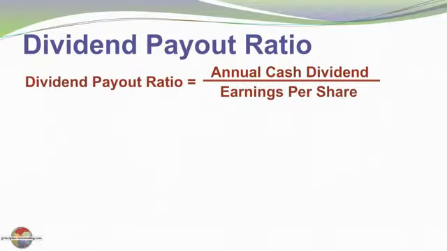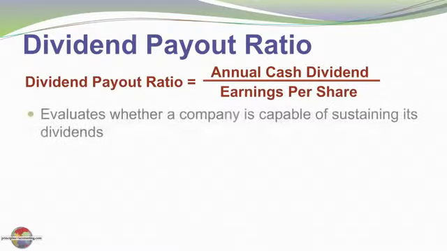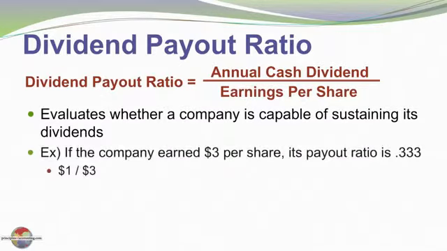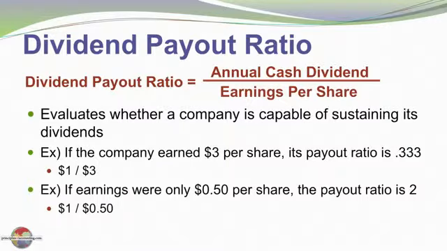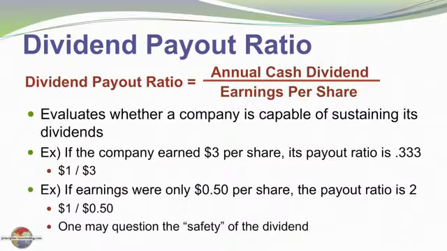The dividend payout rate compares the annual cash dividends to the earnings per share. It evaluates whether a company is capable of sustaining its dividend rate. For example, if a company earned $3 per share and paid out $1 in dividends on $3 in earnings, its payout rate would be 0.333. On the other hand, if earnings were only 50 cents per share, but the company continued to pay out its dollar, its payout rate would be 2. So when you see that particular company, you'd say, well, there's some issue with the ability of the company to continue to pay that dividend. The dividend safety is in question. If the payout ratio is 2, you're paying out twice as much as you're earning. That's unsustainable over a long-term basis.